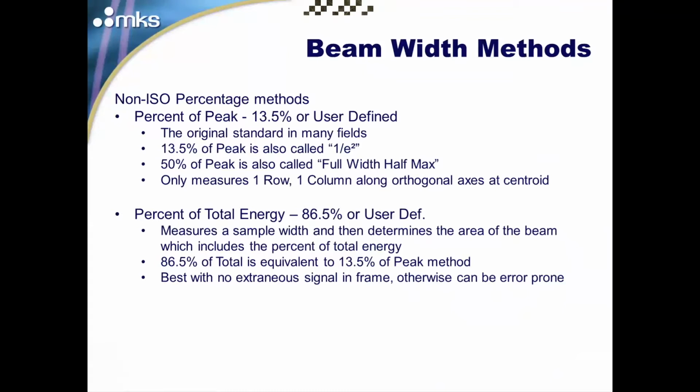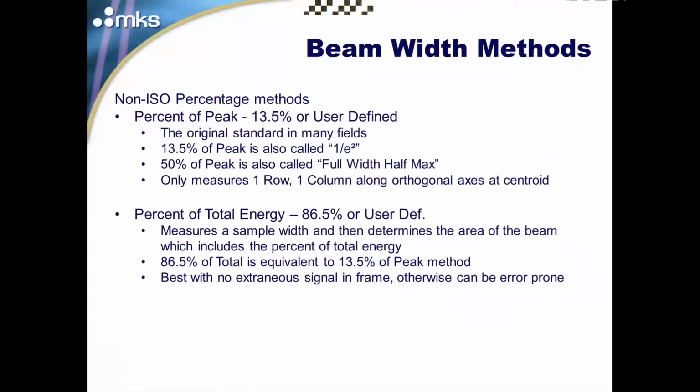So it's not considering all of the data. Sometimes that's a really good benefit, though. If you're using percent of peak, it's not wrong to do it. It's just different. It's a very different method, and is kind of the original standard in a lot of fields. So there are a lot of people that use percent of peak. Percent of total energy is probably used a fair amount less. That measures a sample width and kind of does a first pass width, and then determines how much of the area of the beam, which includes your clip level percentage of the total energy.